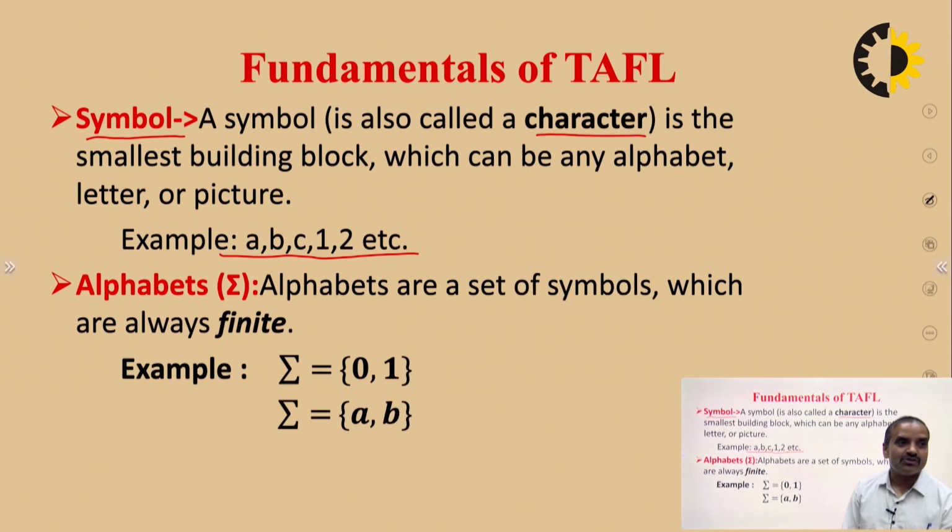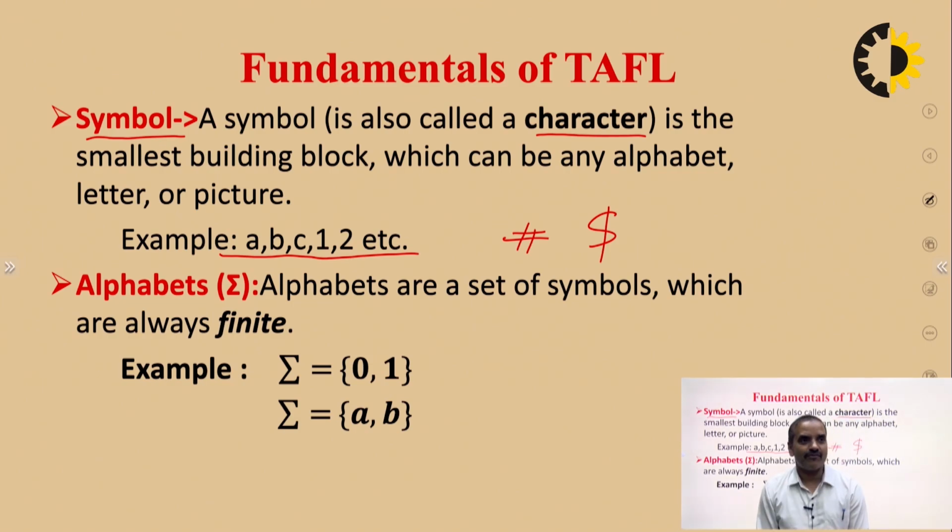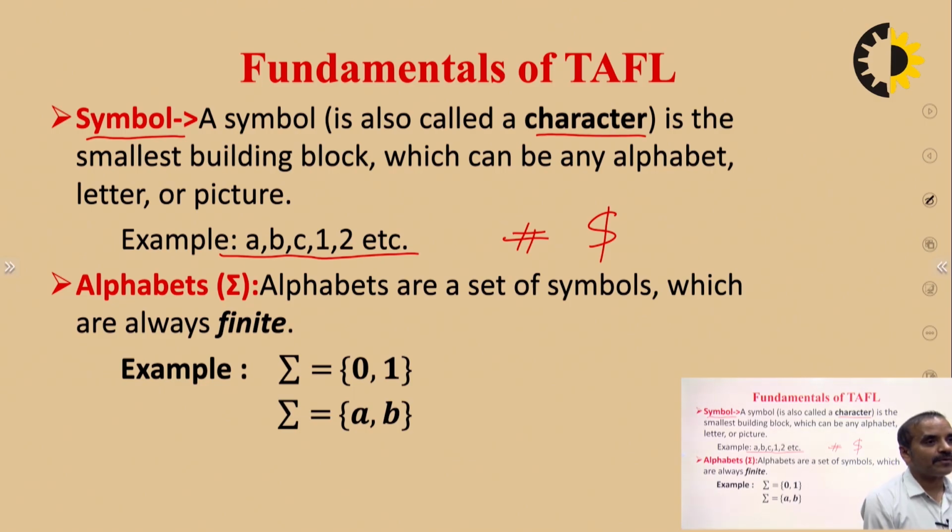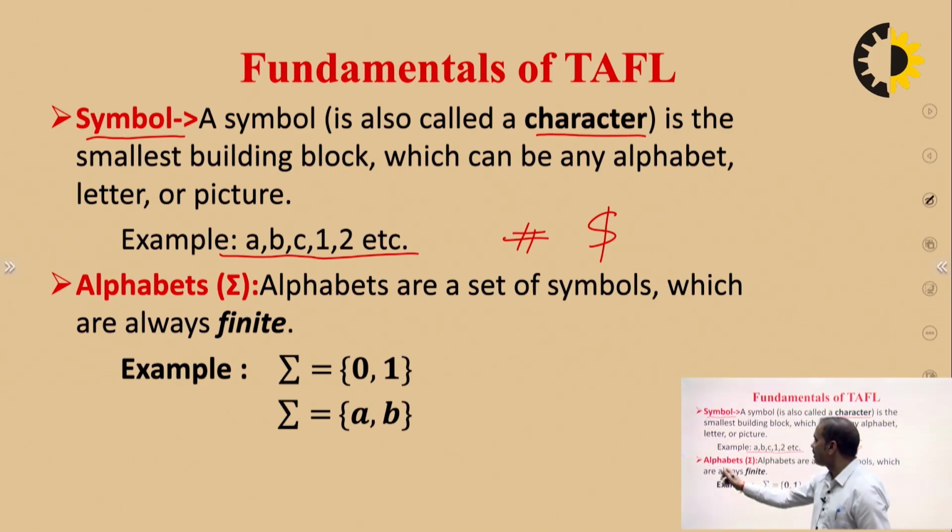We also use special symbols like hash or dollar, which are also used in automata. The symbol is the smallest building block, which can be any alphabet, letter, or picture. We also use a picture to show the specific input.